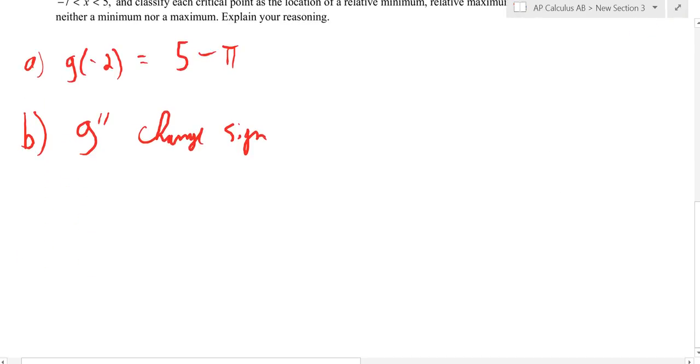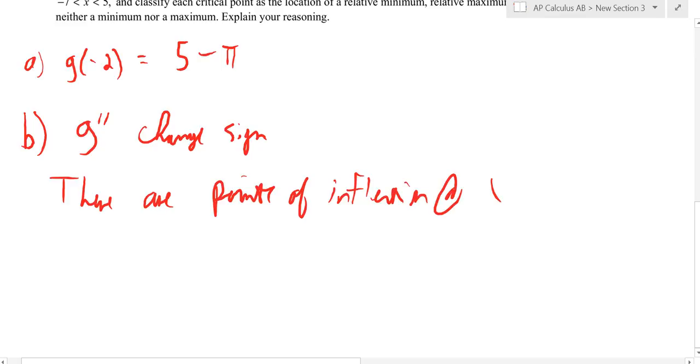So, you can write this out however you want, but there are points of inflection. And now, we don't know the y values, and it doesn't matter. We can find them if we needed to, but it doesn't matter. At x equals 0, x equals, I forget already, 2, and x equals 3. Cool? And then explain your reasoning. Just say the rule that you're using.